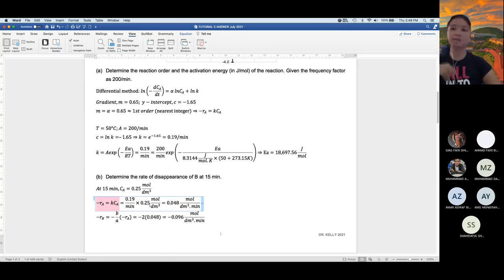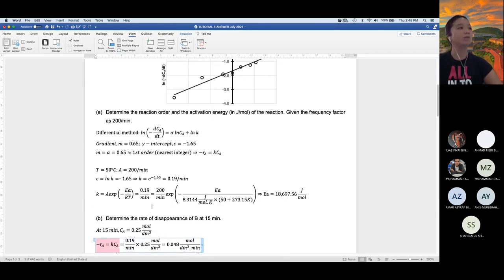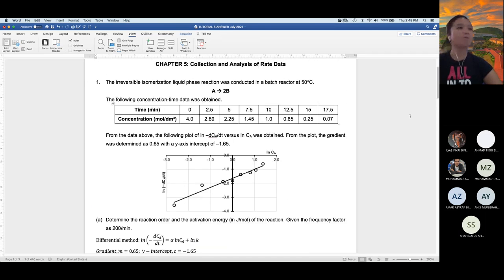And what about CA? Because I said CA at the 15th minute. So what you do is just check the table, because from the table, they give us the information of the concentration, right?